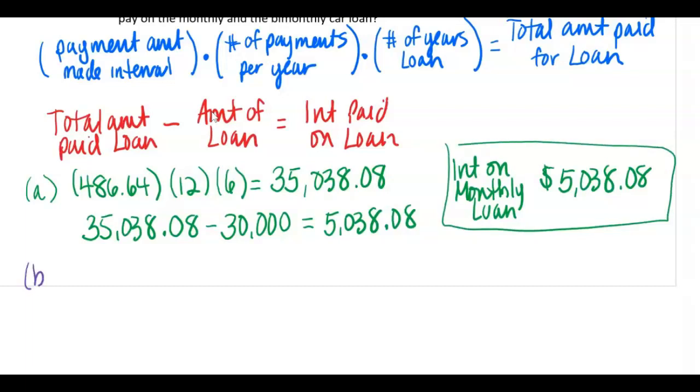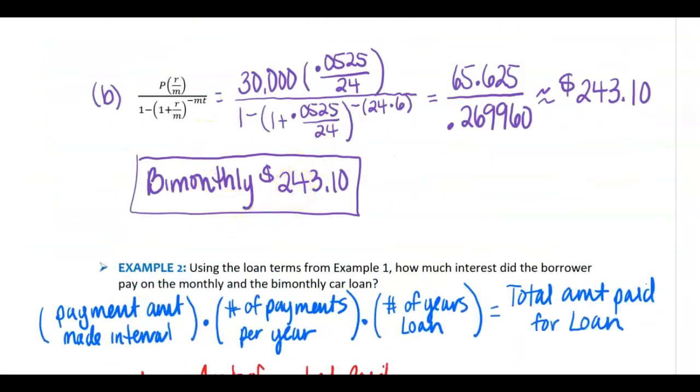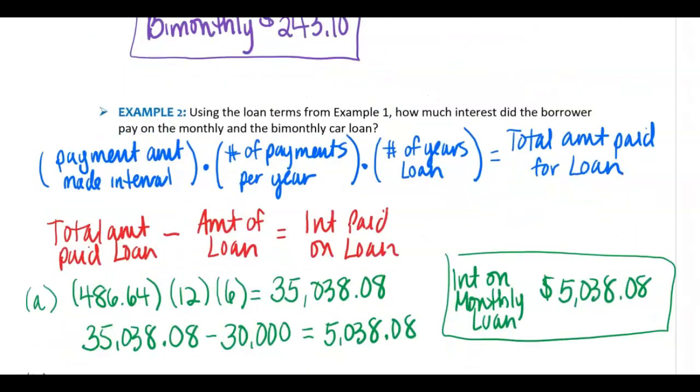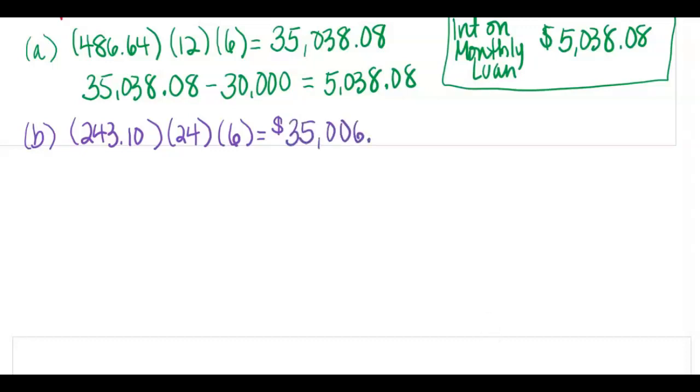So for the bi-monthly payment, we paid $243.10. We made 24 payments per year times 6 years. Multiplying these three values, we get $35,006.40.